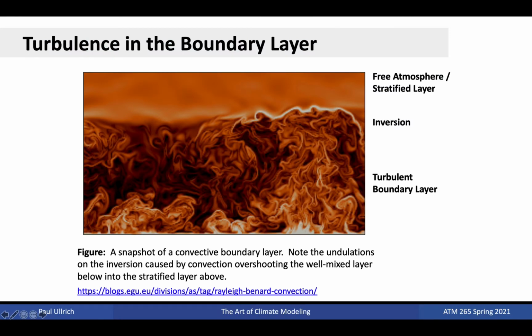The turbulence parameterization is most important in the boundary layer, where viscous effects become more pronounced because of surface friction. This plot shows a snapshot of a convective boundary layer undergoing turbulent mixing. The turbulent eddies here are typically much smaller in scale than the height of the boundary layer itself, and so are not directly represented in the modeling system. Note that the undulations in the inversion layer caused by convective overshooting from the well-mixed turbulent region can puncture into the stratified layer above. This is potentially the start of a convective plume, which we'll talk about later.